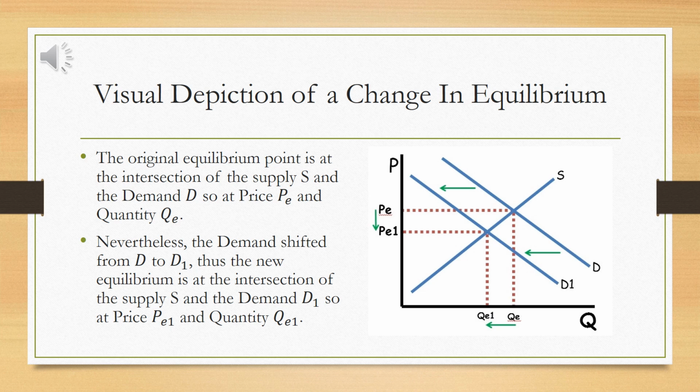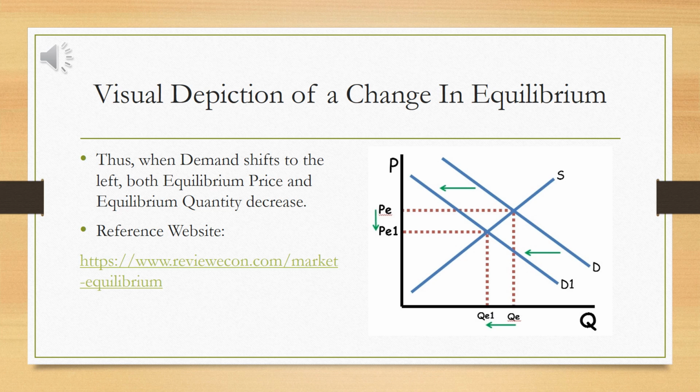In this case, we can see from the graph that the original equilibrium point is at the intersection of the supply S and the demand D. So at price PE and quantity QE. Nevertheless, the demand shifted from D to D1. Thus, the new equilibrium is at the intersection of the supply S and the demand D1. So at price PE1 and quantity QE1. Thus, when demand shifts to the left, both equilibrium price and equilibrium quantity decrease.